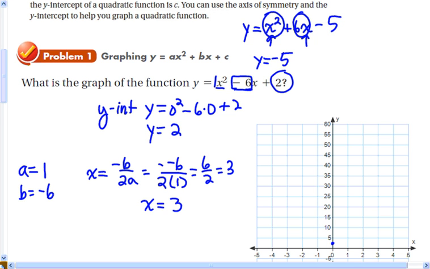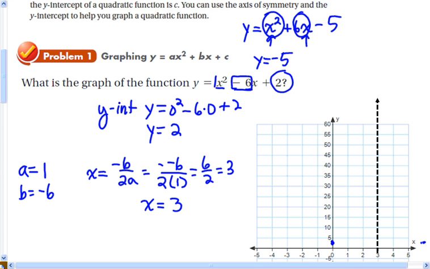Remember, any x equals equation is a vertical line. And so I'm going to put that on right now, a vertical line at x equals 3. Right there. What that tells me is that that's the line of symmetry. So if I have a point here at 2, I'm going to have a point also over here at 2. And that's going to help me make this graph.